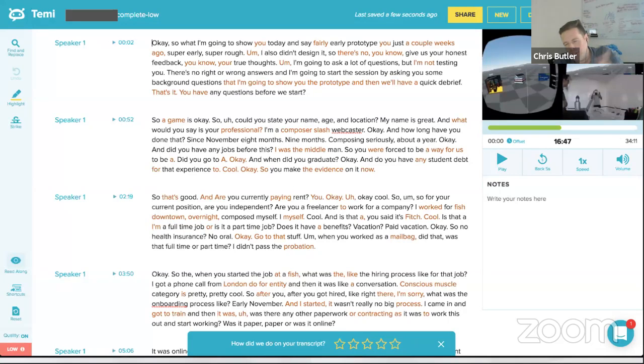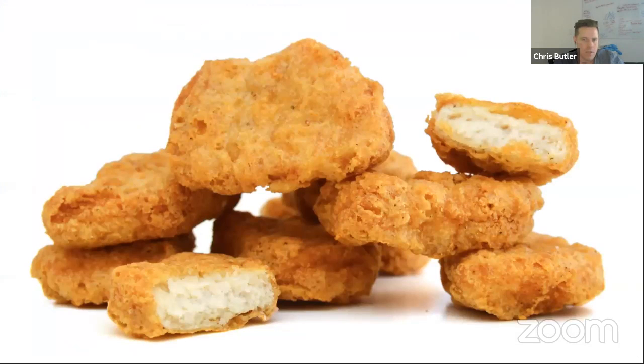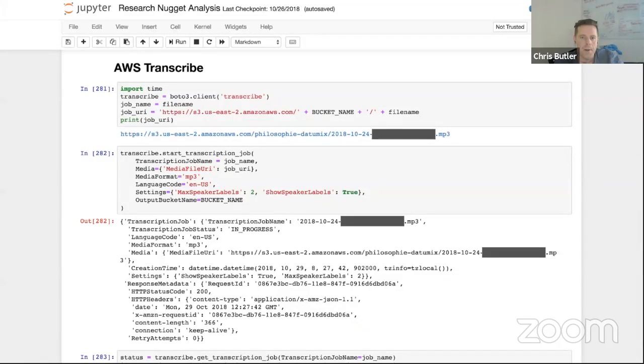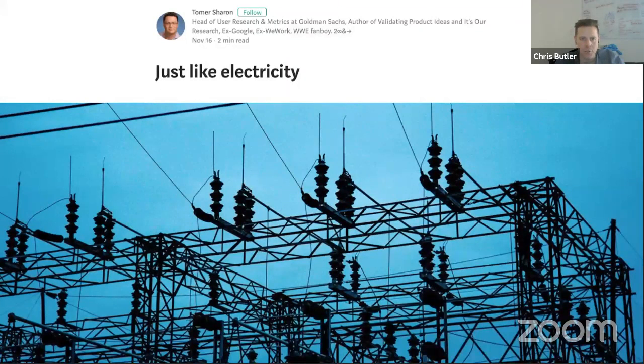And so we started to use a bunch of different systems, and this is a use of transcription for our interviews. We started to create these nuggets, which is based on some work that Tomer Sharon has done around how we pull out little atomic units. And we did this manually in an Airtable, but how do we start to pull this out automatically using NLP, NLU? I've built some tools out in AWS Transcribe. And then finally, how do we in the end get this electricity? We ask a question and then we get the answer back.